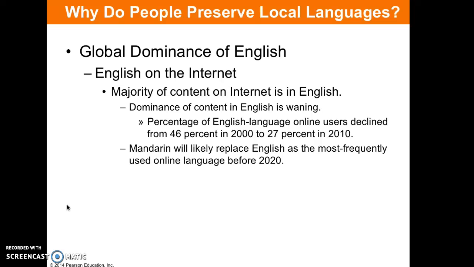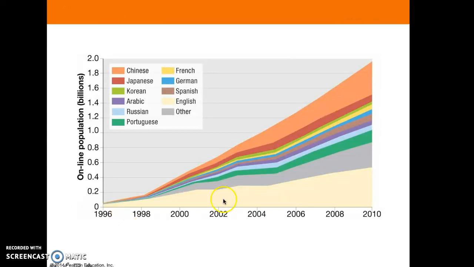So this, again, doesn't say that people who speak English are using the internet less, because everyone's using the internet more, essentially. So what it means is that people in China are using the internet more. And so by 2020, they expect Mandarin to replace English as the most frequently used online language before 2020. And you can see here the online population. And so China, Japan, all these countries have more internet users now than people who speak English.